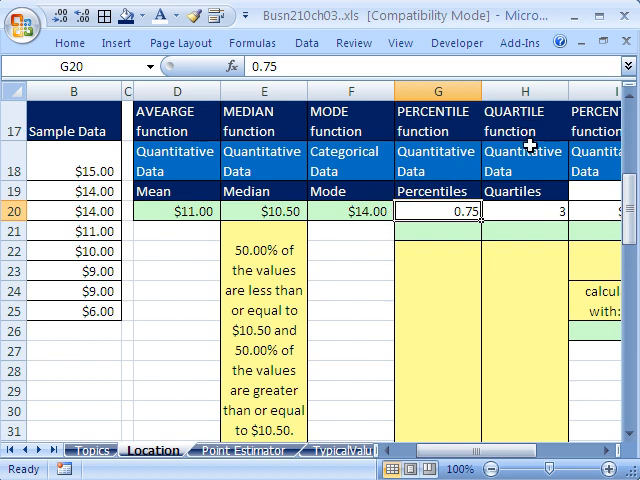Now, let's talk about percentile and quartile. Again, these are calculating typical values. Now we're going to move over here, and what we want is we want to say the 75th percentile or the third quartile. And what that'll mean is, just like the median says 50% above, 50% below, this will say, hey, we're going to get a value which will say 75% of the values are below that and 25% above.